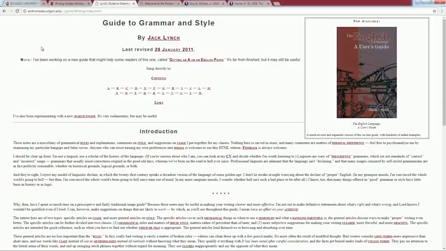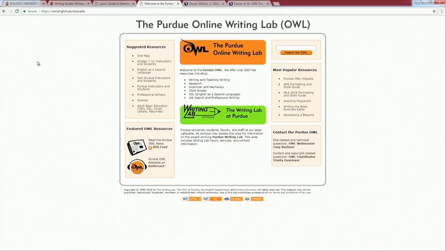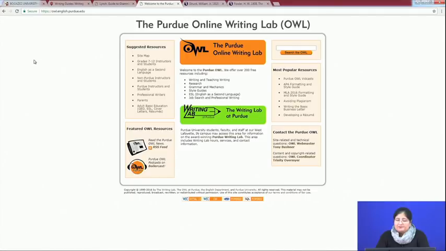Another resource here is this Guide to Grammar and Style by Jack Lynch. Very helpful. Then there's another one. This is the one that I have been referring to extensively, the Purdue Online Writing Lab. So you'll see in a lot of places I've written Purdue OWL wherever I have explained certain things. Now this is material from the online writing lab that I'm trying to share with you.